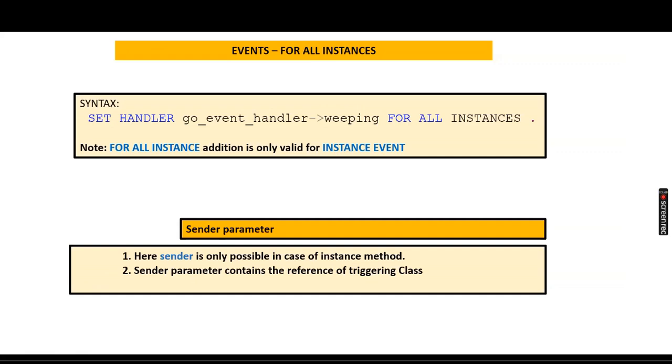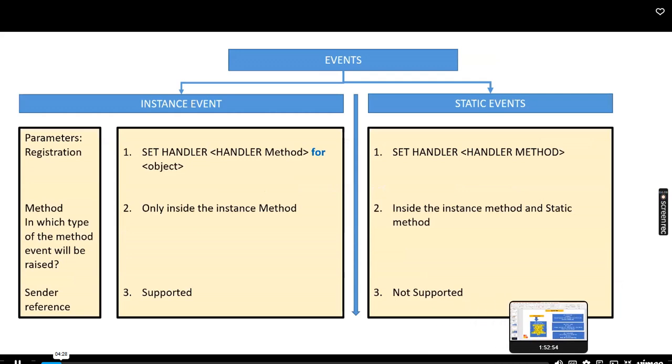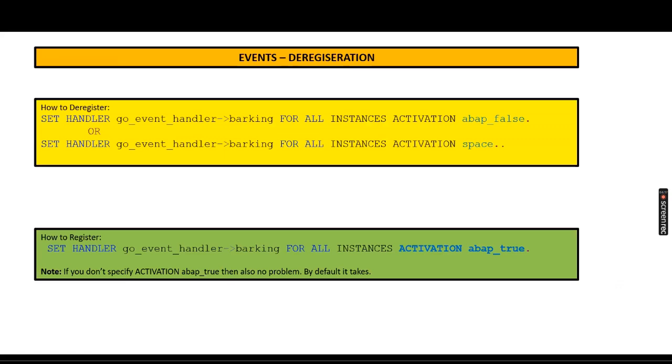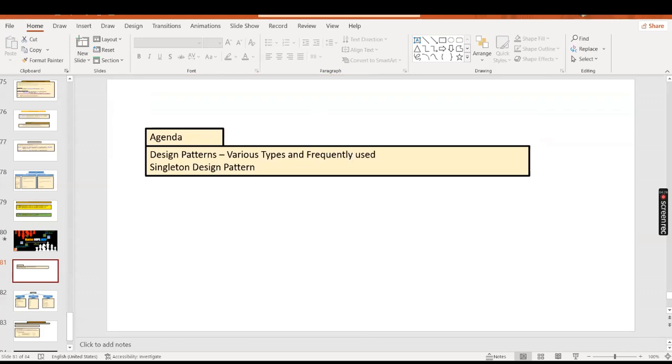Then these are the things, right? For all instances, addition is only valid for instance events. These are some things which we have already seen. In order to register multiple instances in one go, I have put these up, and these are the differences between the instance event and static event, right? So we have seen this part also, and these are again the syntax. I have put it over here for your reference, and now I think we are good to start.